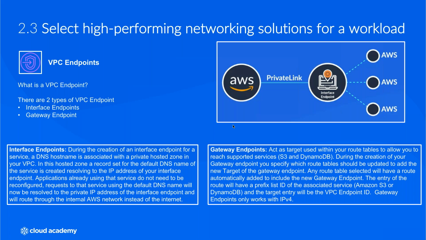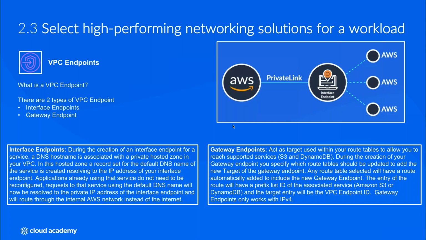And also that means you can connect to the services without configuring an internet gateway or a NAT gateway that you might need otherwise. There are two types that you should be familiar with. These are interface endpoints and gateway endpoints. Now, the interface endpoints are essentially ENIs, elastic network interfaces, within a subnet that act as a target for traffic being sent to one of the supported services. And this operates via private link.